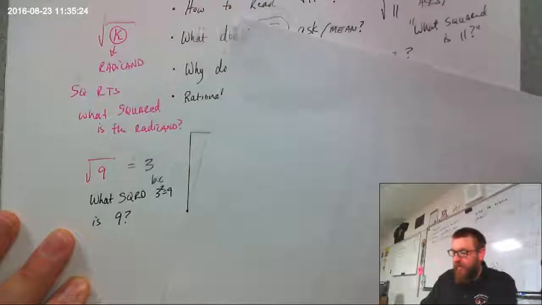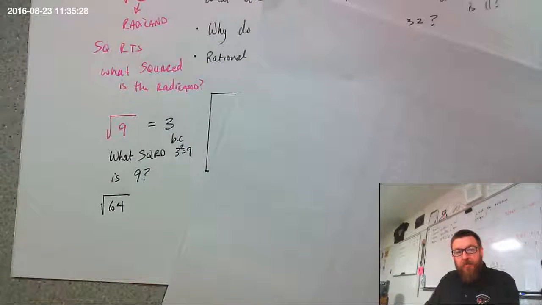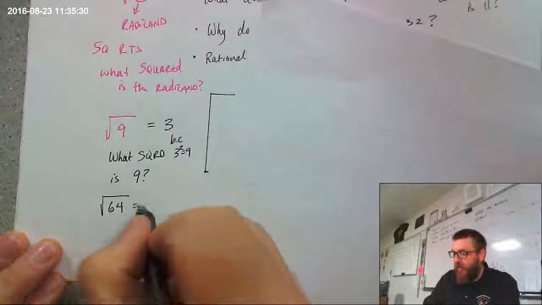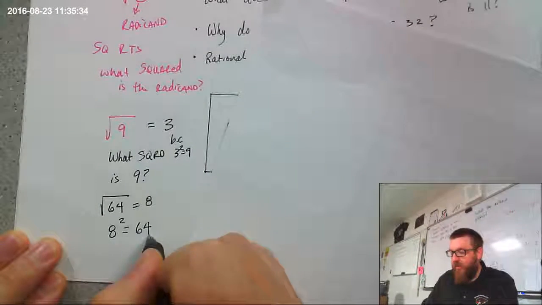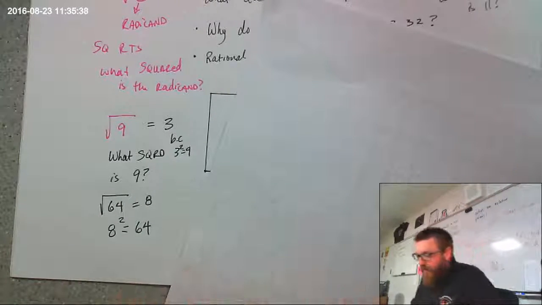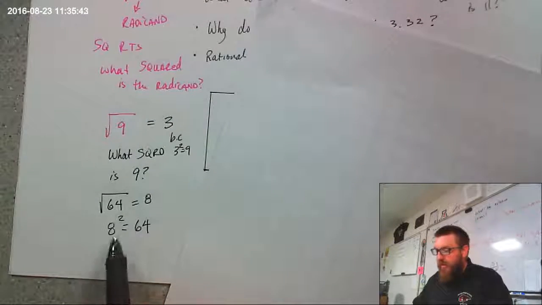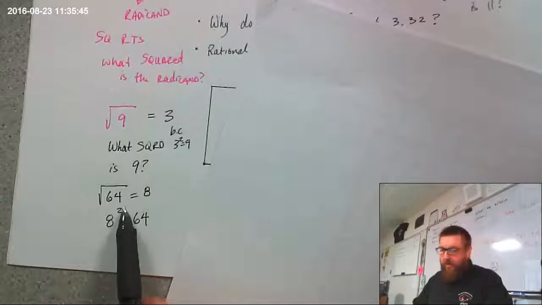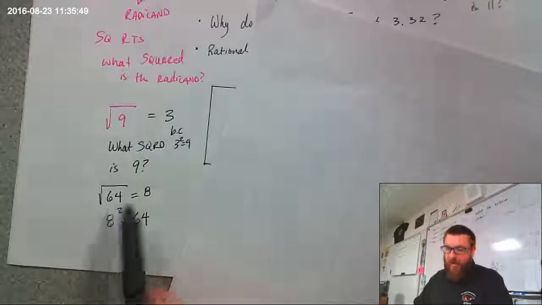One more example of that. The square root of 64 is asking what number times itself equals 64, and it's equal to 8. The reason why is because 8 squared is 64. They're like opposite operations. Square root's asking what number times itself equals 64. 8 squared is 64. The number times itself that's 64 is 8. That's why the square root of 64 is 8.